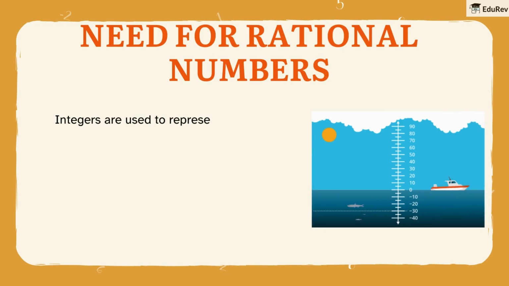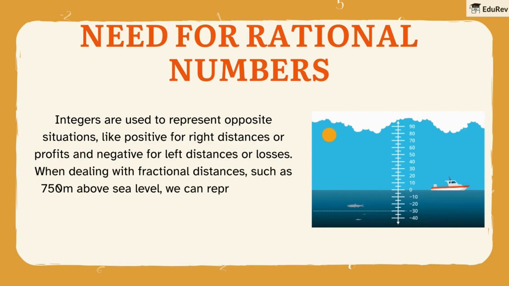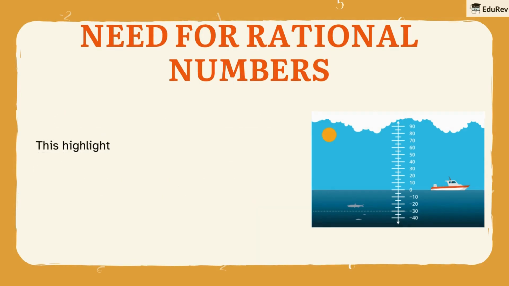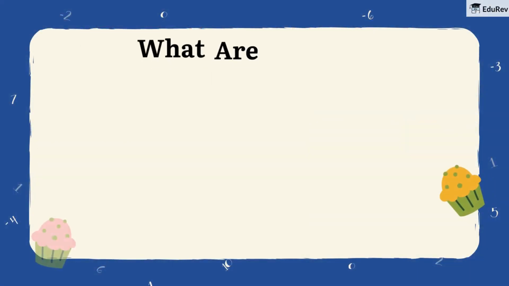Integers are used to represent opposite situations, like positive for right distances or profits and negative for left distances or losses. When dealing with fractional distances, such as 750 meters above sea level, we can represent it as plus 3/4 of a kilometer. Representing distances below sea level involves using negative fractions, like minus 3/4 of a kilometer. This highlights the need to expand our number system to include both integers and fractional numbers for a more versatile representation of different scenarios.